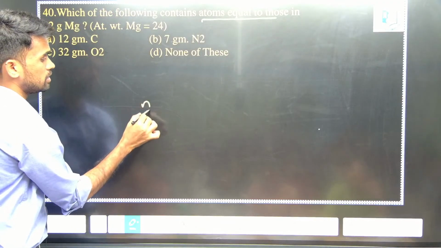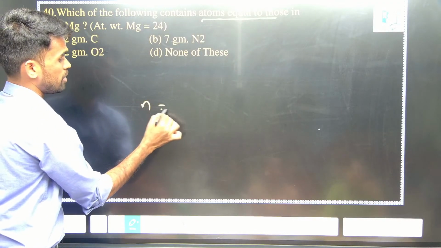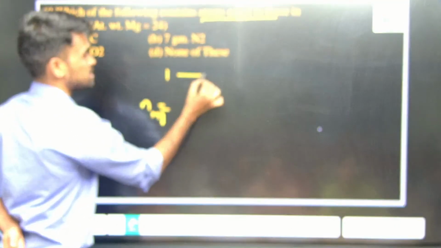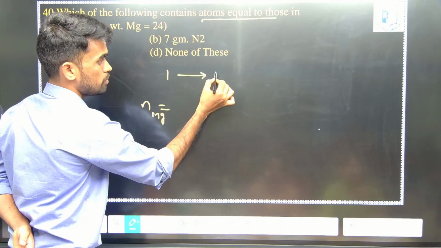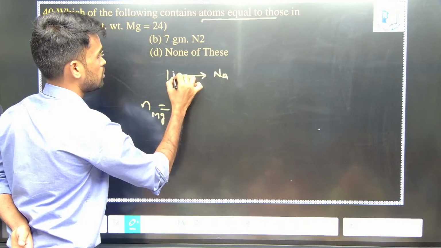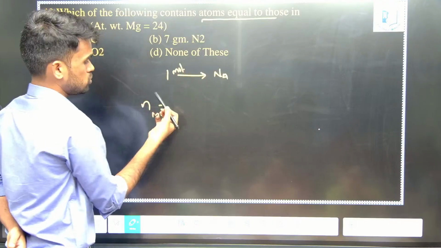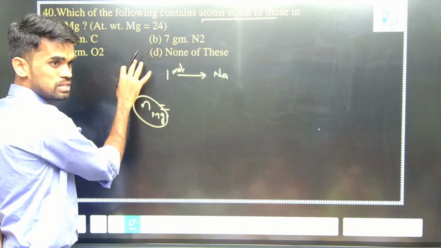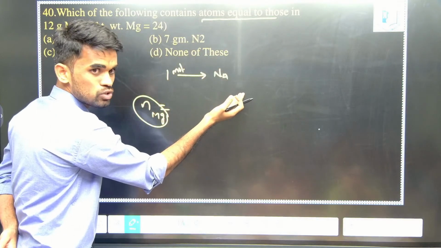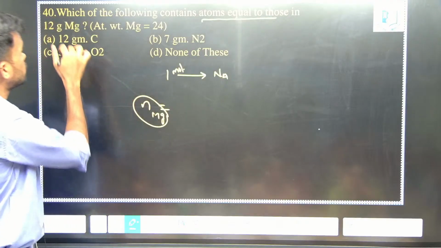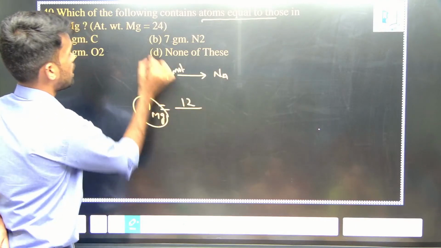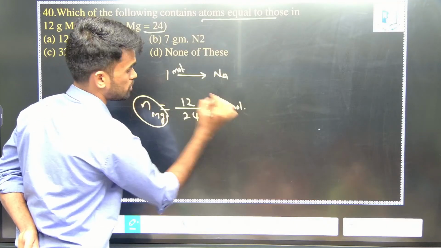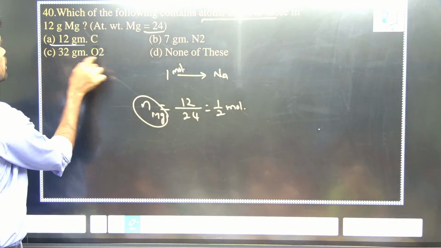First find the number of moles. Number of moles in what? Magnesium. See, 1 mole of any substance contains how many particles? 1 mole is the Avogadro number. So you just find the number of moles of that substance. If they have the same number of moles, the same number of atoms will also be there. Yes or no? Yeah. So now tell me this one. Given weight is 12 and its molar mass is 24. 1 by 2 moles of magnesium is there. You keep it aside. Now come to this.